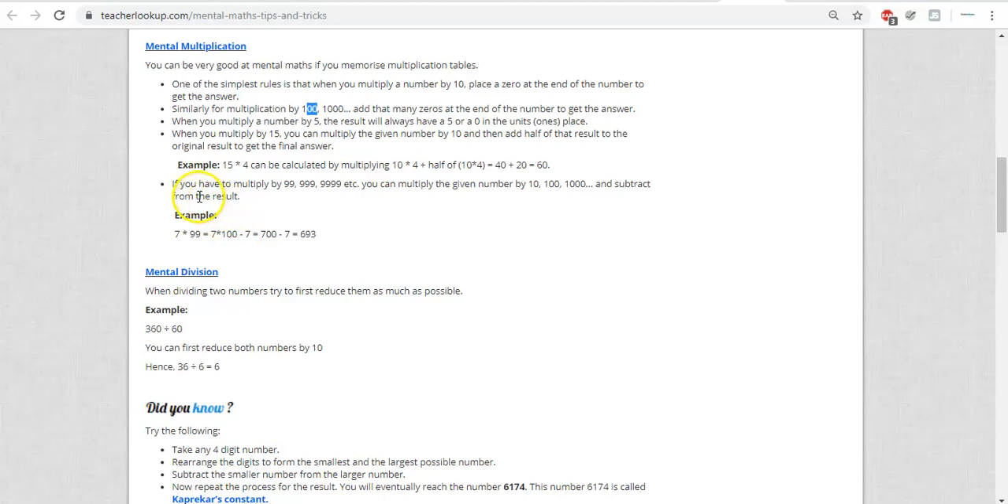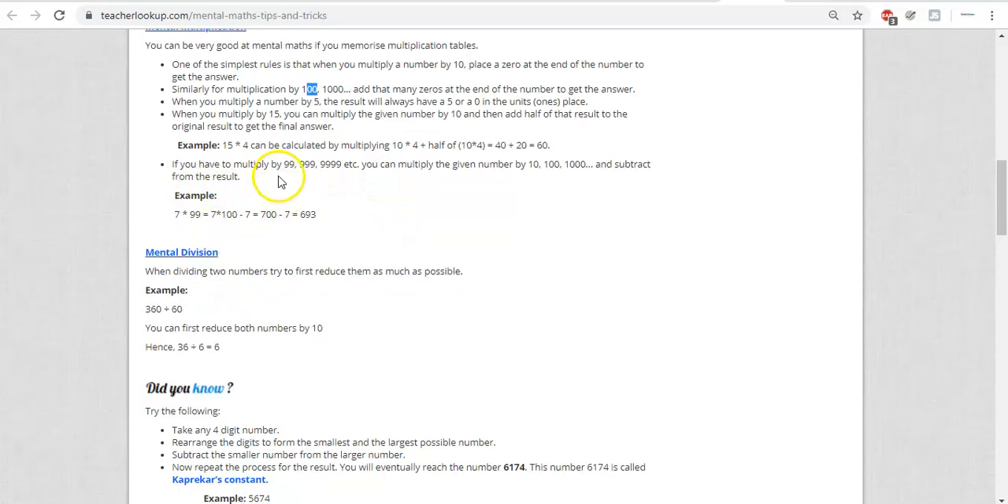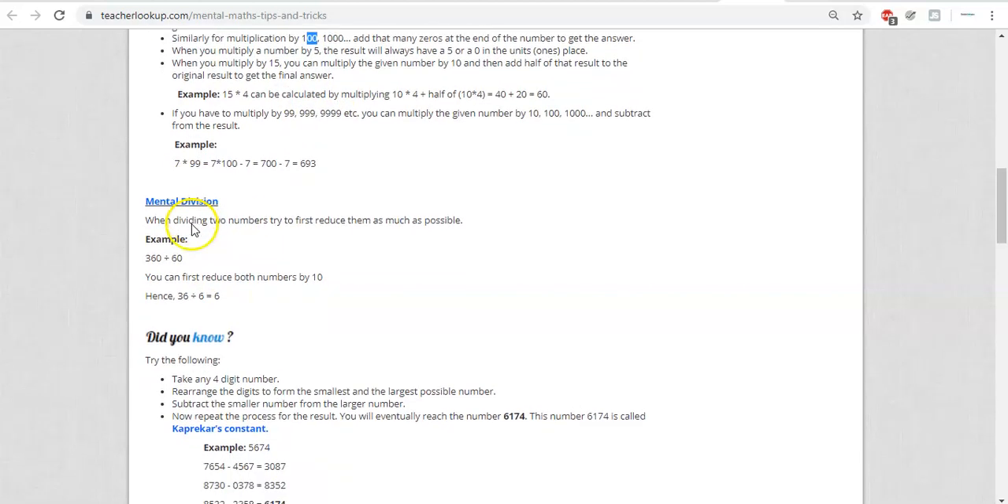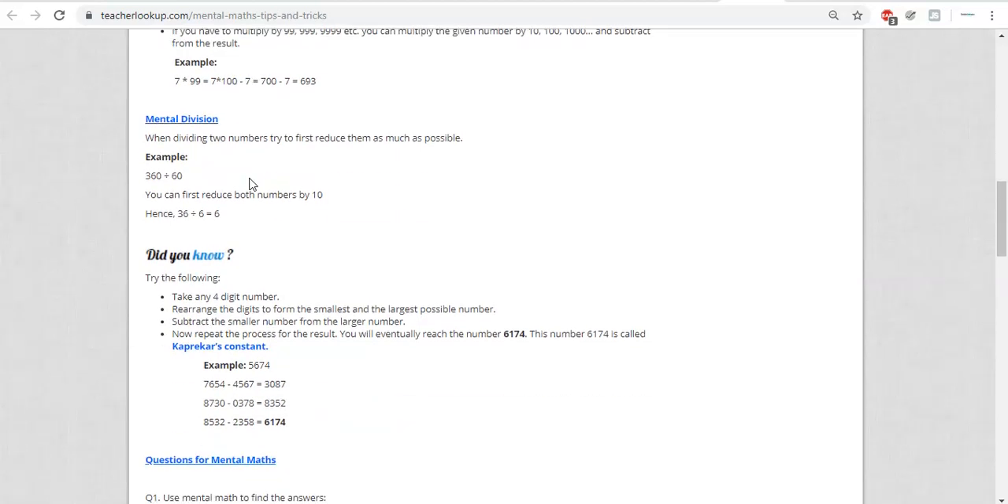And then if you have to multiply by numbers like 9, 99, 999 and so on, you can multiply the given number by 10, 100, 1,000 and subtract from the result. So multiply by 9, 99, 999, and 9,999. An example, guys, is 7 times 99 equals 7 times 100 minus 7. That's a neat trick, guys. I always use that. That's one of my favorite tricks.